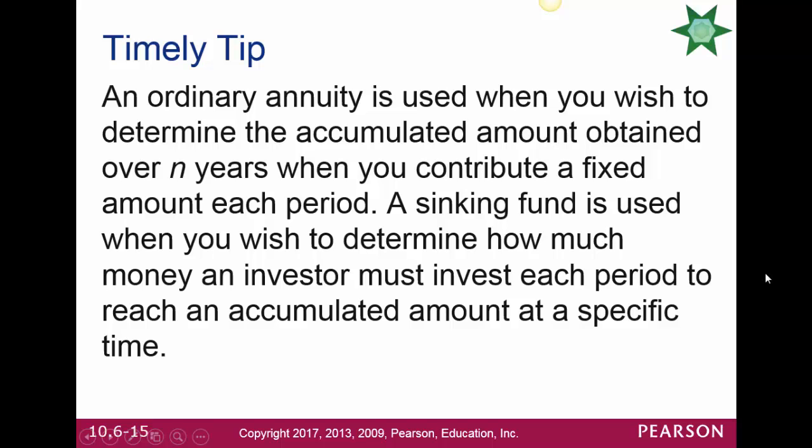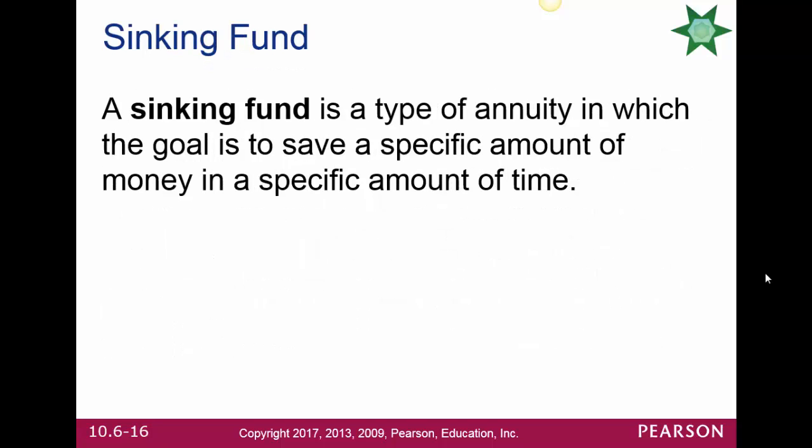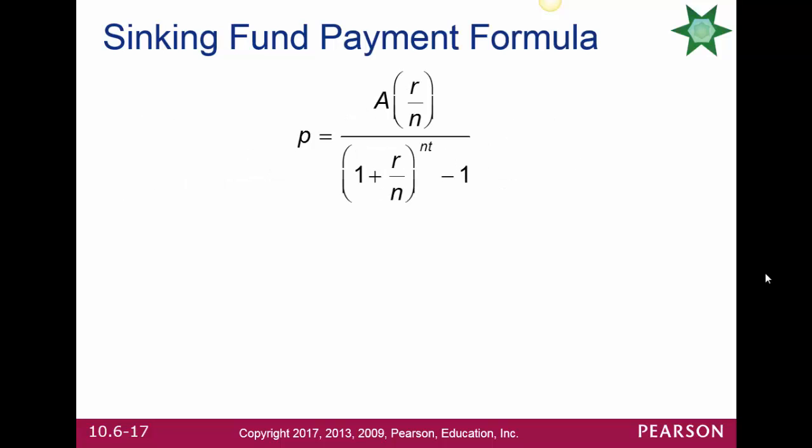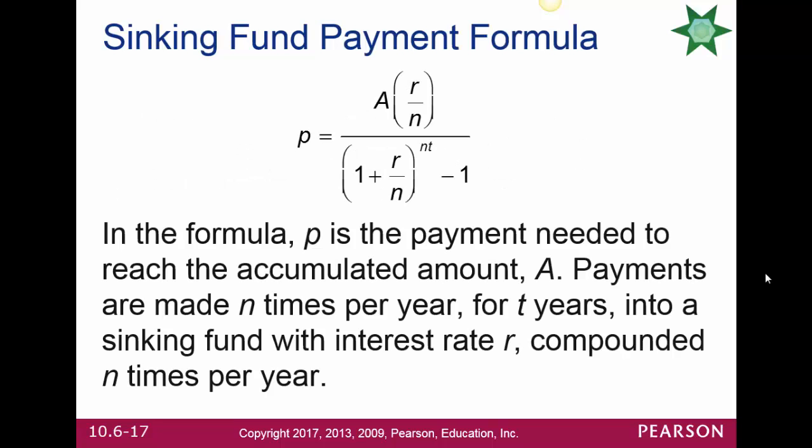The ordinary annuity is used when you wish to determine how much you're going to accumulate when you contribute a fixed amount. A sinking fund is used to determine how much an investor needs to invest each period to reach a certain goal. A sinking fund is the type of annuity in which the goal is to save a specific amount of money in a specific amount of time. And so we have a payment formula for the sinking fund.